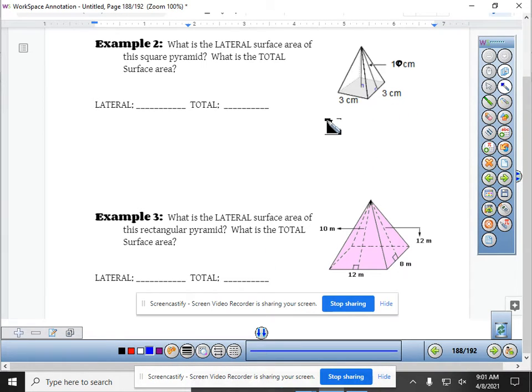Okay. So we're going to find the area of the triangles. What's the formula for the area of a triangle? Area equals 1/2 base times height. That's right. And just the triangle. What's the base?